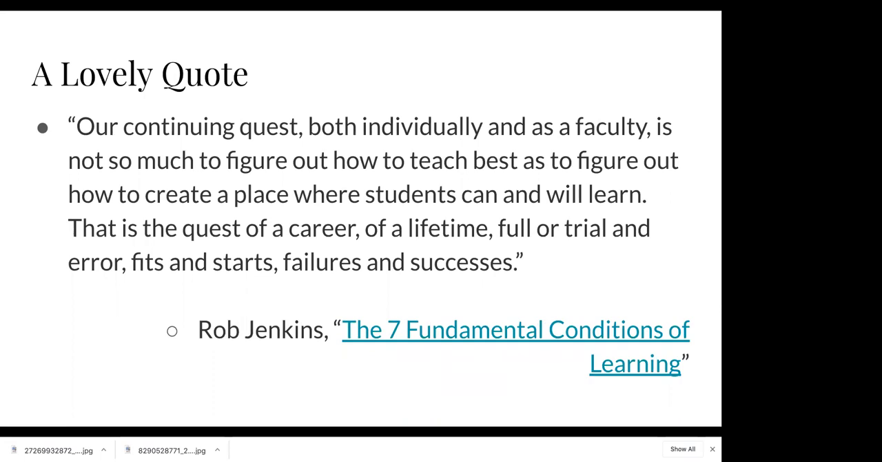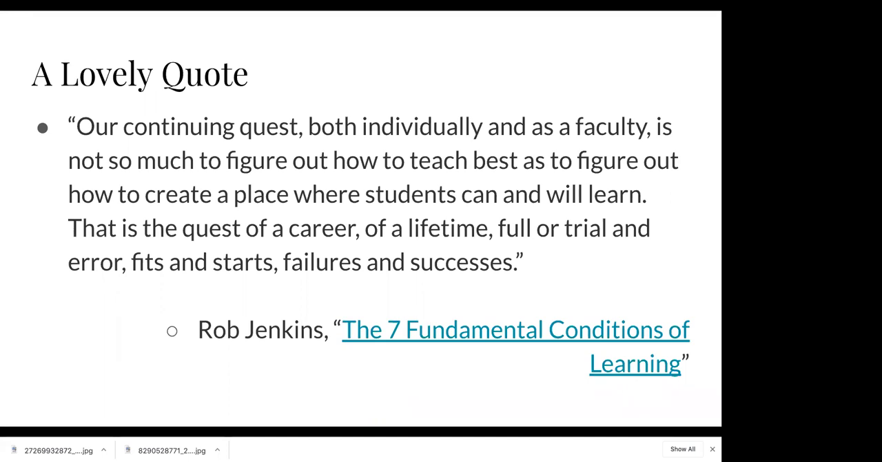There's a lovely quote by Rob Jenkins. This is in a Chronicle of Education article. Our continuing quest, both individually and as a faculty, is not so much to figure out how to teach as to figure out how to create a place where students can and will learn.